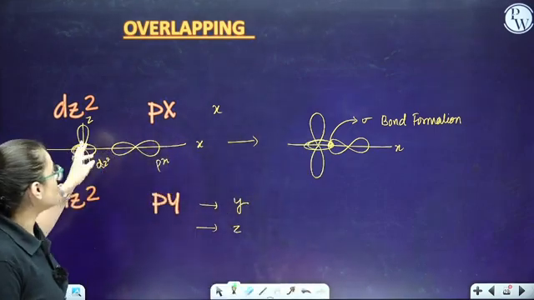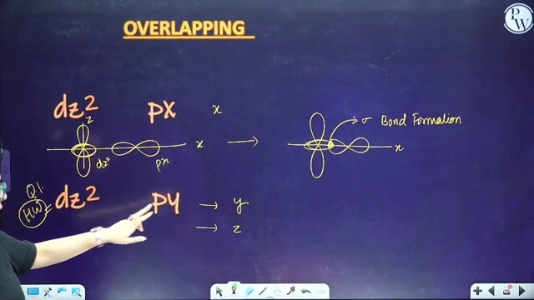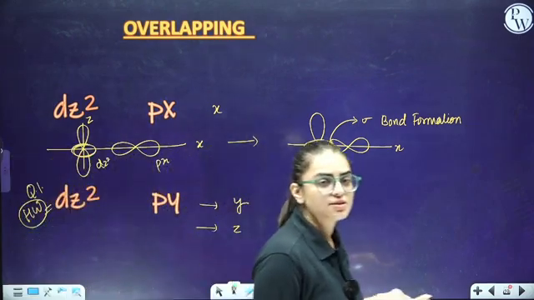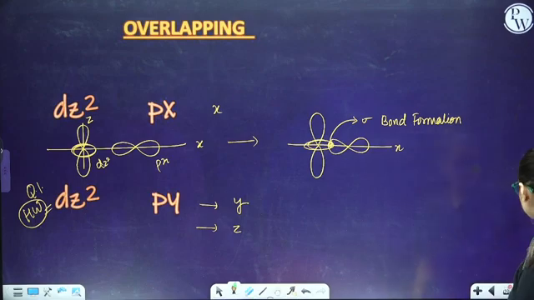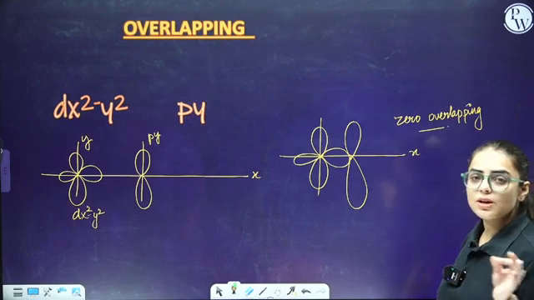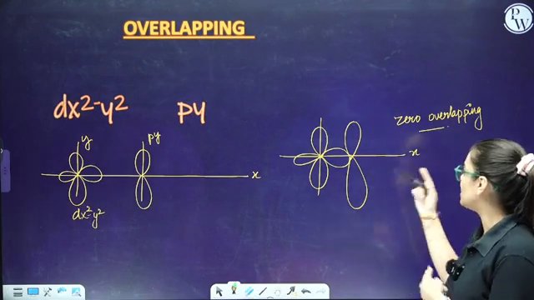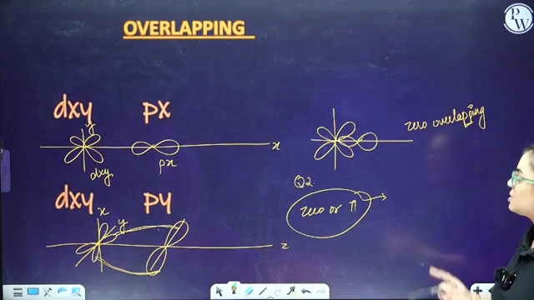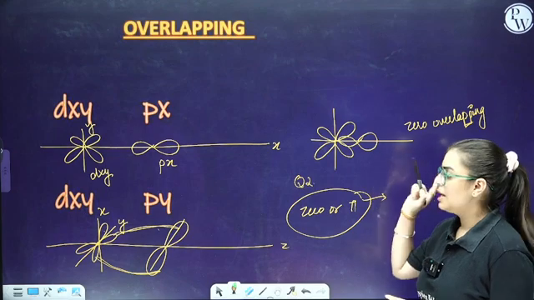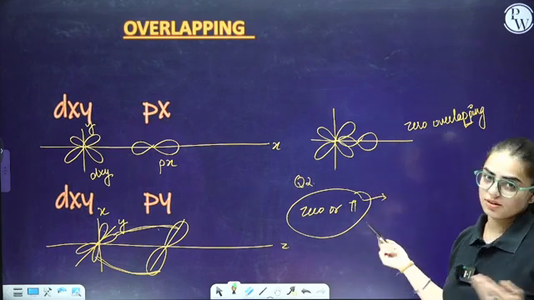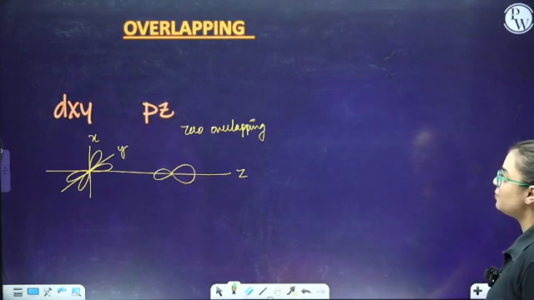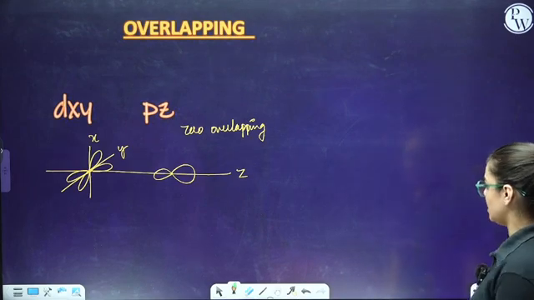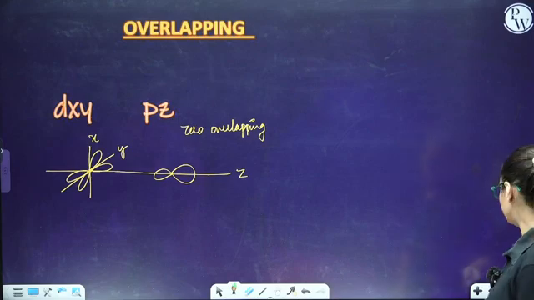Now dz square on the px, it will be sigma bond again. Dz square on the py, now I have given you homework, when you are taking y axis and z axis you have to answer me. The next part is when you take dx square y square and py on the x axis, you will get 0 overlapping. Next was the xy and px on the x axis, again 0 overlapping, but on the z axis it is a question mark, question number 2. Next is the xy and pz on the z axis, again 0 overlapping.